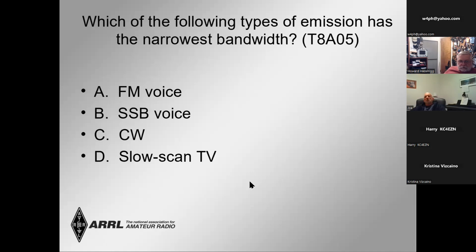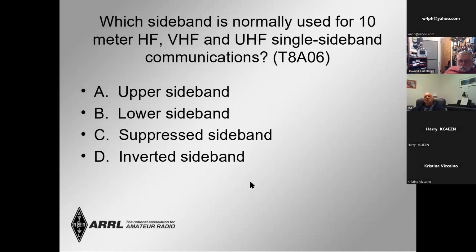Which of the following types of emission has the narrowest bandwidth? FM voice, single sideband voice, CW, or slow scan TV? That would be CW. Which single sideband is normally used for 10-meter VHF and UHF single sideband communications? And that is upper sideband.